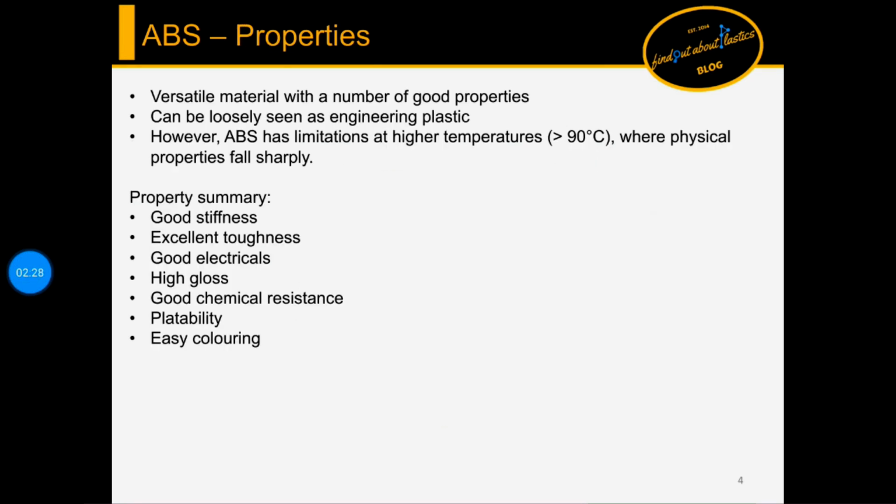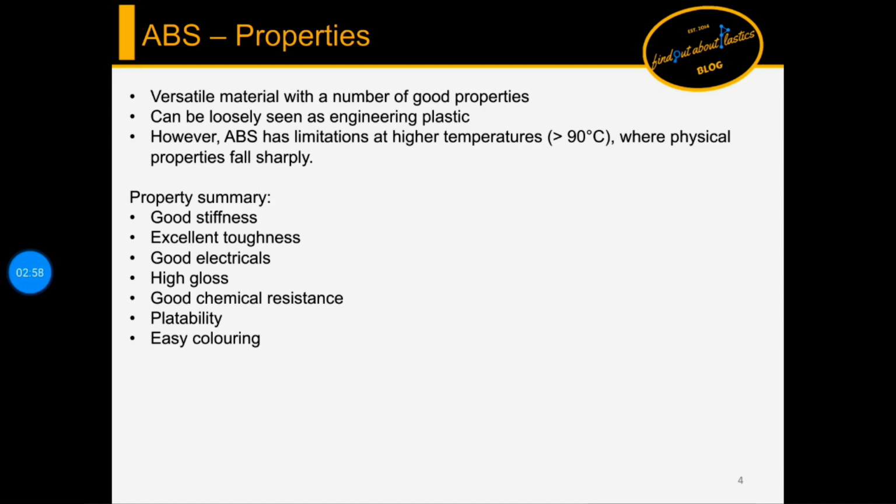Let's continue with the properties of ABS. ABS is a versatile material with a number of good properties. It can be seen as an engineering plastic. However, ABS has its limitations at higher temperatures, where the physical properties have a sharp drop. As I mentioned in the beginning, the glass transition temperature is around 105 degrees C, so to have a safe end use, the selected application should have a continuous use temperature of 90 degrees C.